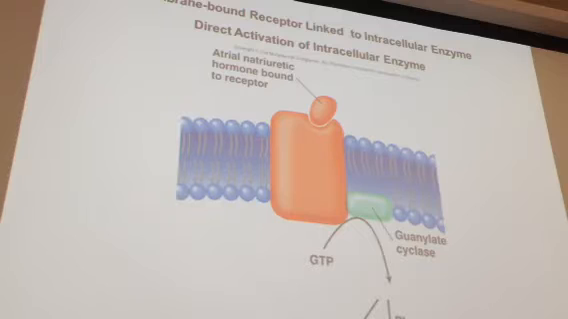That's a phospholipid in the membrane. And it's going to be split to form the IP3, also called inositol triphosphate, and the diacylglycerol.